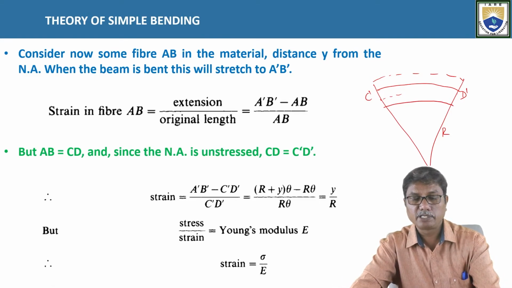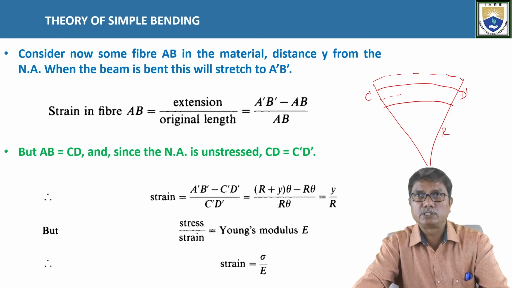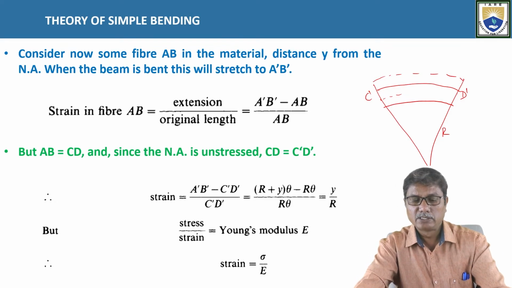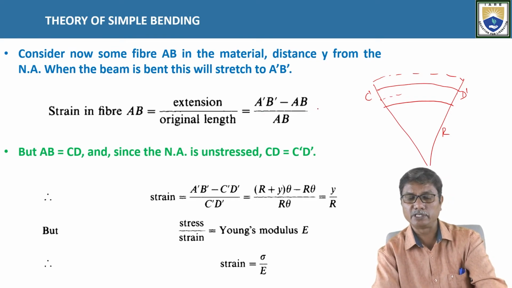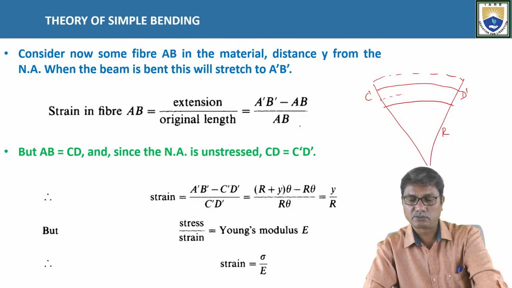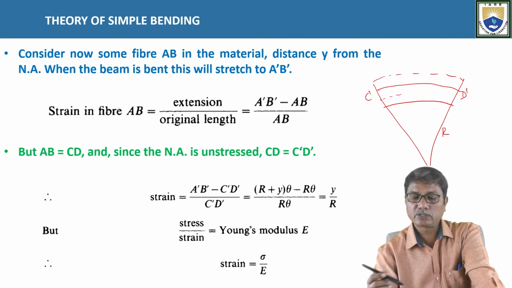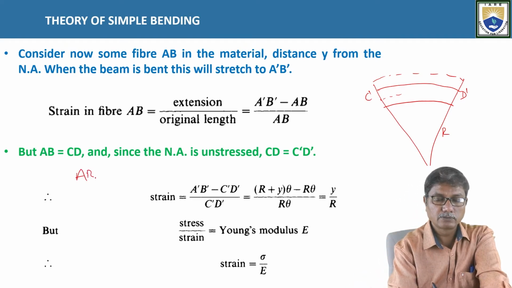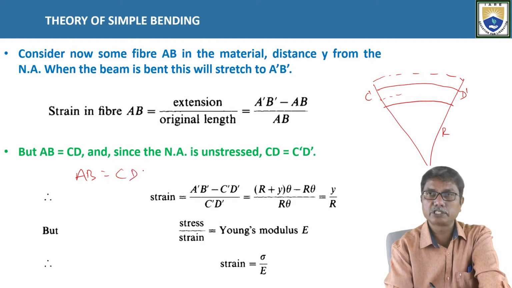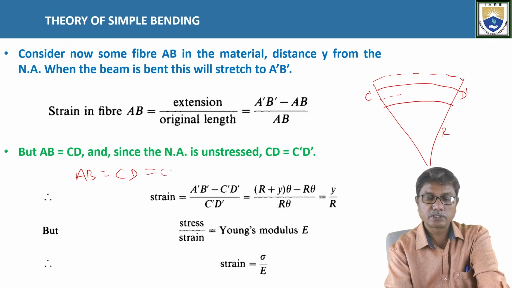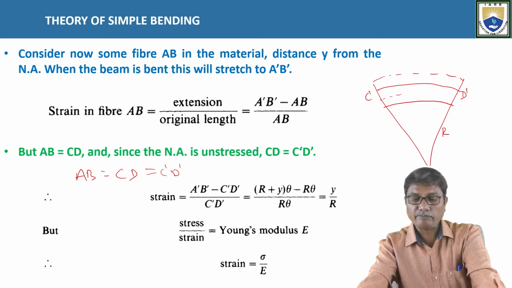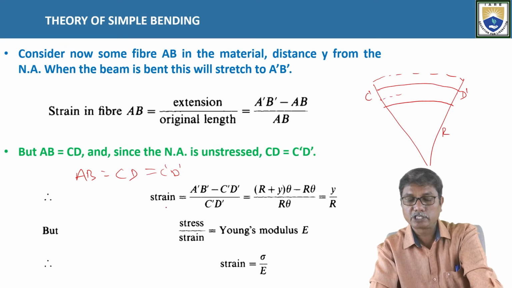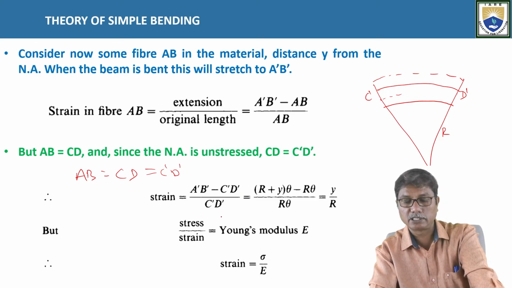So the strain in fiber AB is extension divided by original length. We know that. So the extension of the fiber AB is A'B', the final length, minus initial length AB, divided by initial length or original length AB. Here AB is equal to CD. We know that from the unstressed condition, AB is equal to CD, and that is equal to C'D'. So here, replacing AB by C'D', we will have the expression for strain as A'B' minus C'D' divided by C'D'.